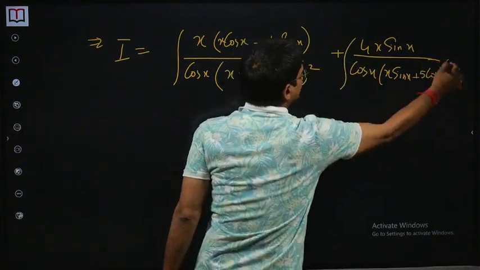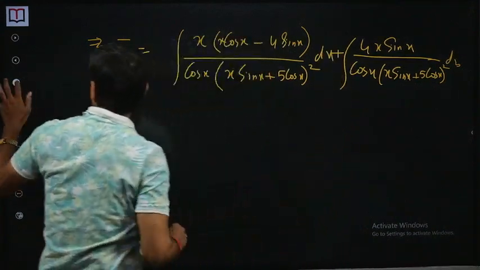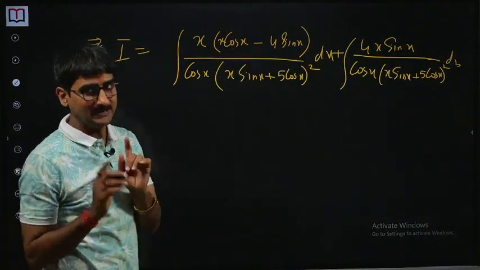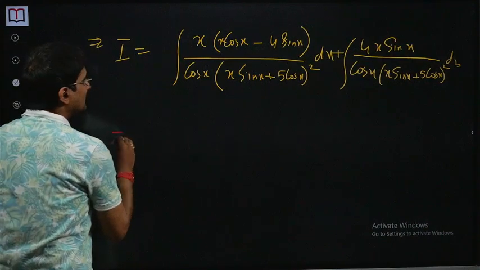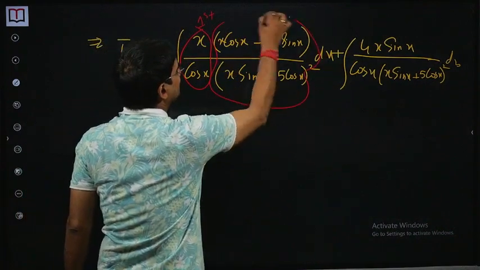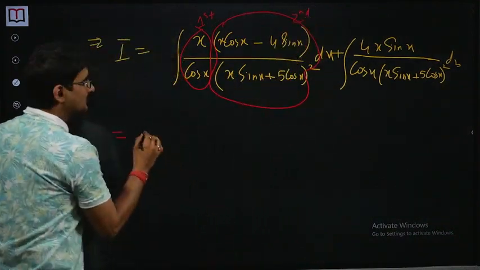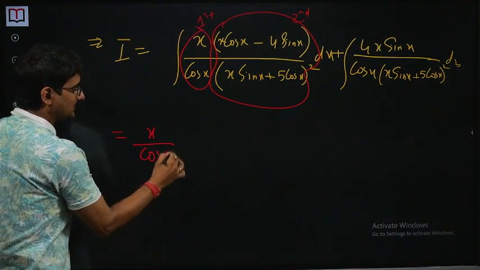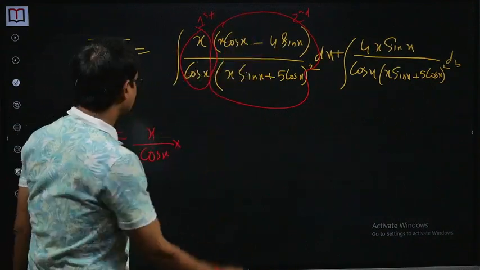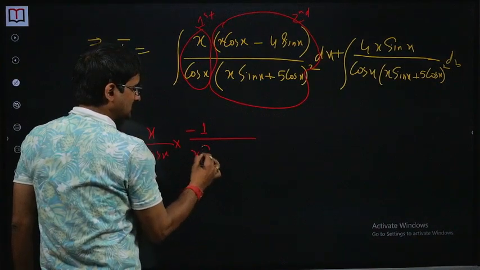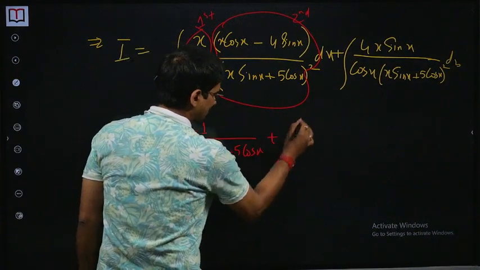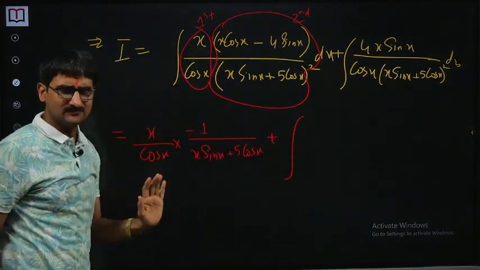Fine, children? Now of course, this is the derivative of this. I will be applying integration by parts. So let's apply by parts here. This is our first function, and this complete thing is our second function. So it's x upon cos x, first function, into dz, its derivative is sitting in the numerator, so dz upon z square, so minus 1 upon x sin x plus 5 cos x. I think that's done. Plus, why plus? Because minus, and this minus will balance it.